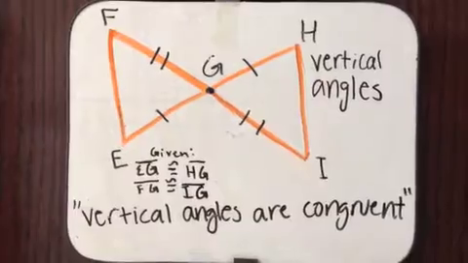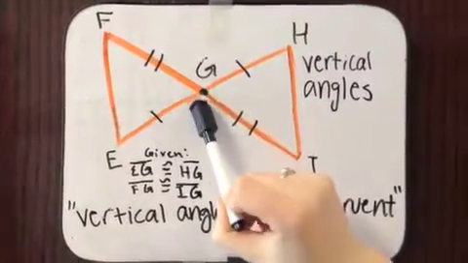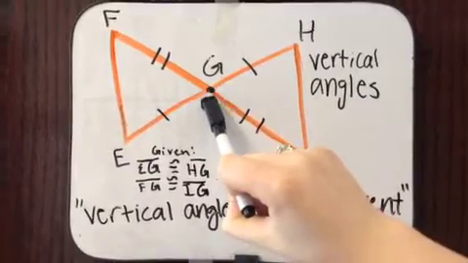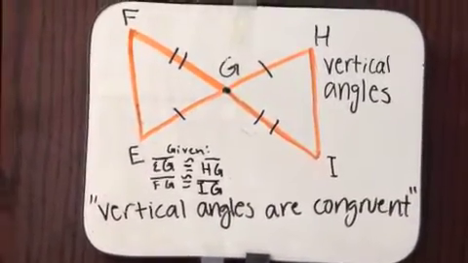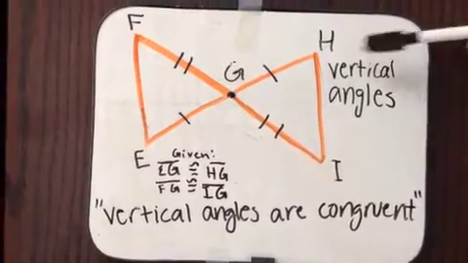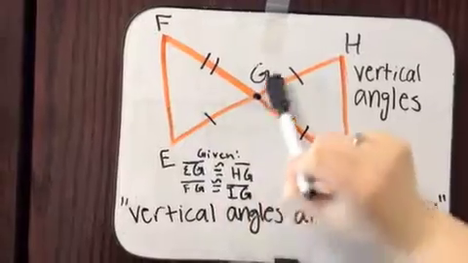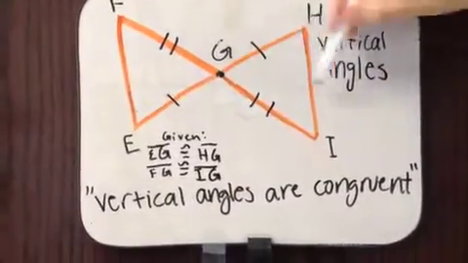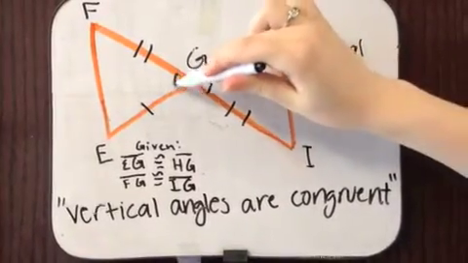Our next proof is vertical angles are congruent. These two triangles share angle G as a vertex. These triangles exemplify vertical angles because angle HGI is congruent to angle FGE. When two lines intersect, these angles share a common vertex.